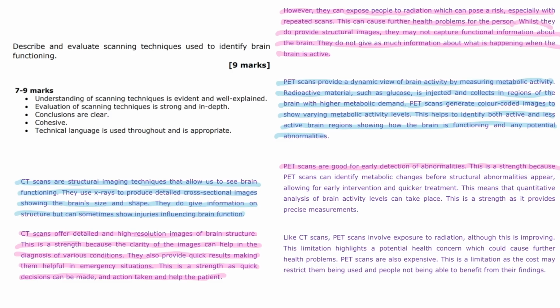PET scans are good for early detection of abnormalities. This is a strength because PET scans can identify metabolic changes before structural abnormalities appear, allowing for early intervention and quicker treatment. This means that quantitative analysis of brain activity levels can take place. This is a strength as it provides precise measurements.